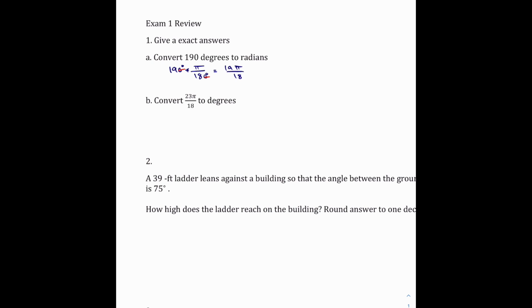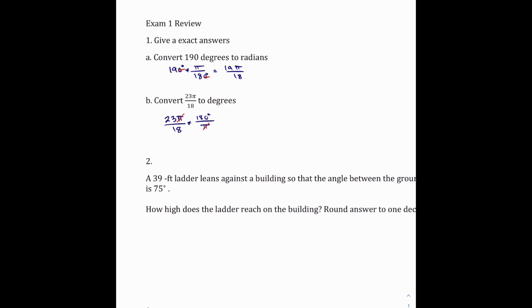Convert 23 pi over 18 to degrees. So we have radians, 23 pi over 18 radians. In order to convert to degrees, we're going to multiply by 180 degrees over pi. How do you know? We need here basically to eliminate the pi. So the pi has to be in the denominator. And what's equivalent to pi in degrees is 180 degrees.